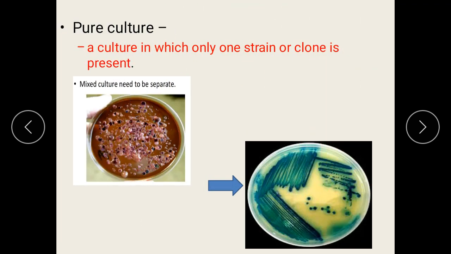Next, what is a pure culture? A culture in which only one strain or clone is present is called a pure culture. And what is a mixed culture? A culture which contains a lot of organisms. So this is a mixed culture. If you look, there are different types of colonies you are observing, and this is the pure culture where only a single colony is there.